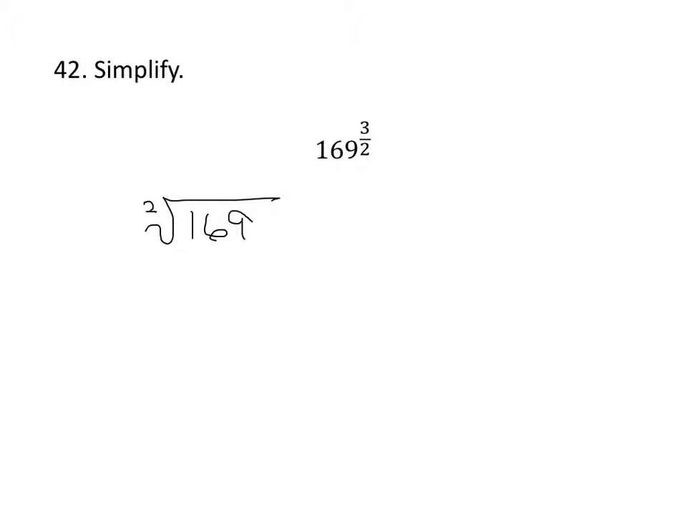So we're taking the square root of 169, and we have the choice of putting the cube here, or, which makes more sense, putting it out here, because this way we can take the square root of 169 pretty easily. It's 13, and we get 13 cubed, which we can plug into our calculator, and 13 cubed is 2,197.